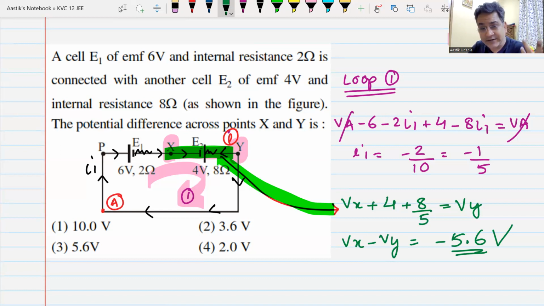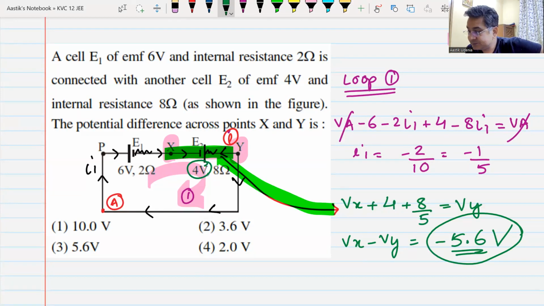And why is that happening? Why is it coming more than the EMF of the battery? The EMF of this battery is only 4 volt. The potential drop is coming much more than that. Why? Why is the potential drop coming much more than that?